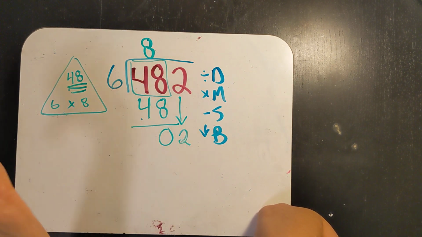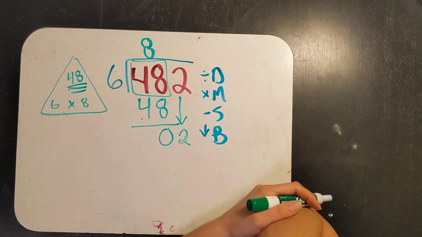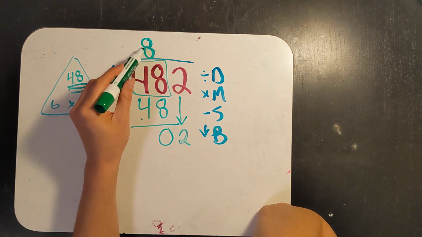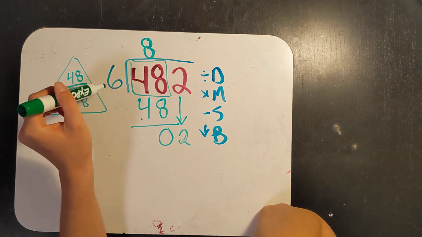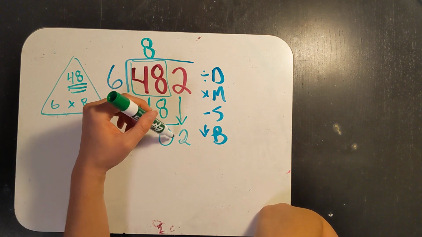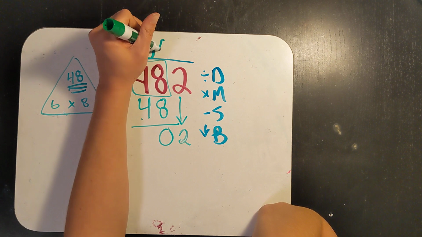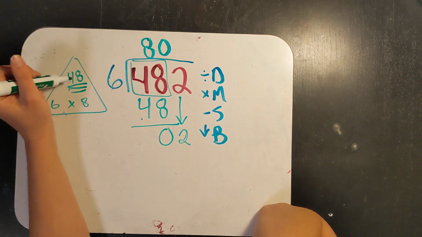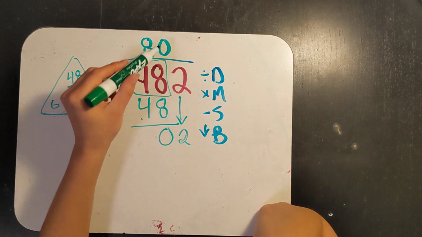Here's how I know. If you just say, oh, remainder 2, we're done, then you're saying that 6 times 8 is 482. No way. 6 times 8 is 48. You need to put a 0 up here. And look, this makes a lot more sense. 6 times 80 is 480. So we're getting close now.